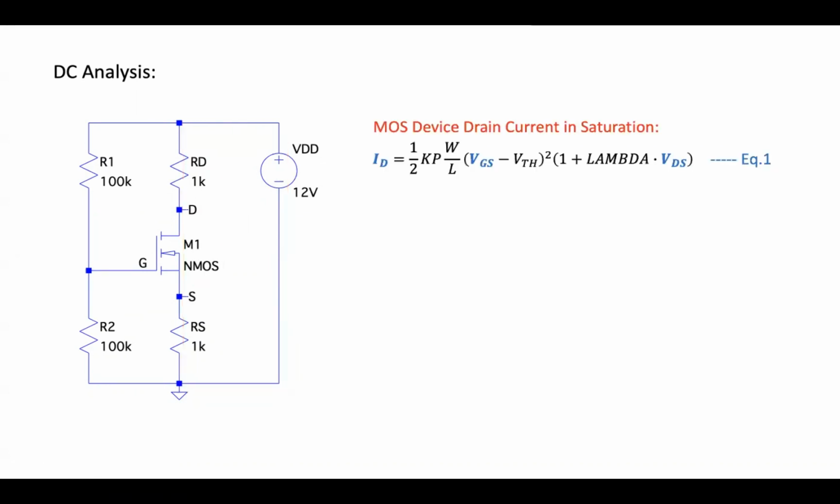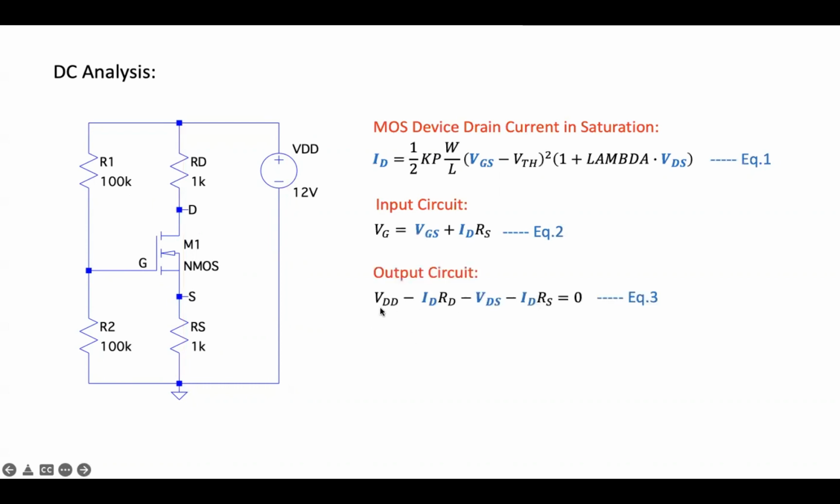So from our DC analysis, we have this drain current equation as our equation 1. Unknown parameters would be ID, VGS, and VDS. And then for the input circuit, we have this as our equation 2. Unknown parameters would be VGS and ID. And the output circuit will have this as equation 3. The unknown parameters would be drain current and drain source voltage.